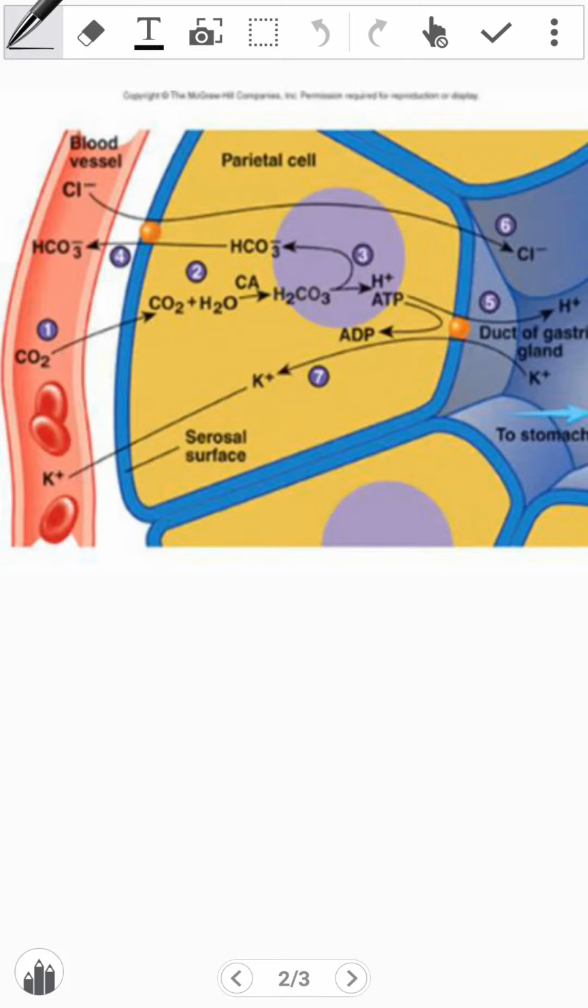First of all, one thing we should know is that the inside of the parietal cell has carbonic anhydrase. This is an enzyme which helps with the association of carbon dioxide and water to form carbonic acid. Now, carbonic acid is unstable, and so it dissociates into bicarbonate and hydrogen ions. Now, having known that, let's look at the steps that are taken in order for HCl to be produced.